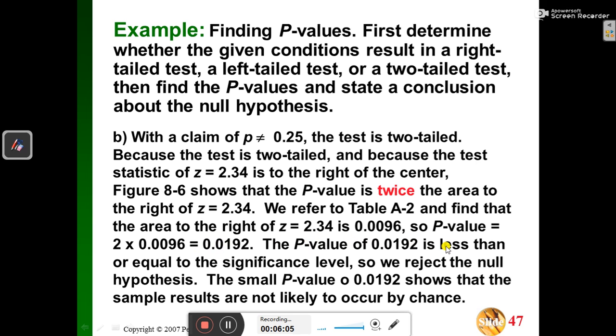The p-value of 0.0192 is less than or equal to the significance level, so we reject the null hypothesis. The small p-value of 0.0192 shows that the sample results are not likely to occur by chance.